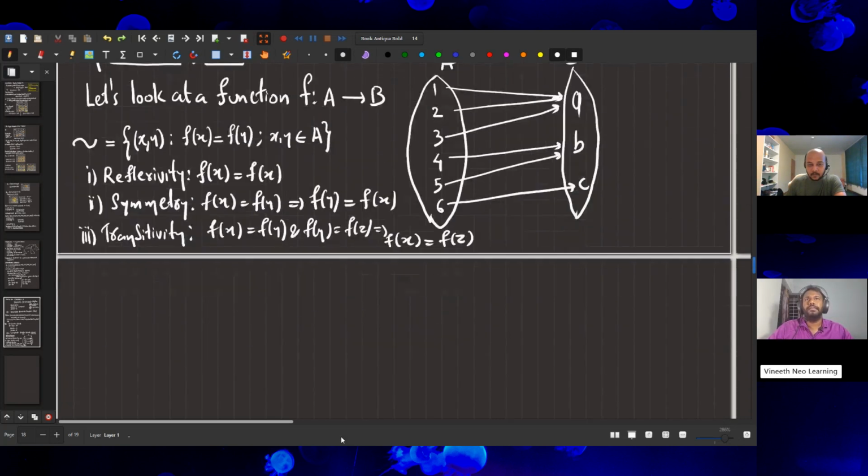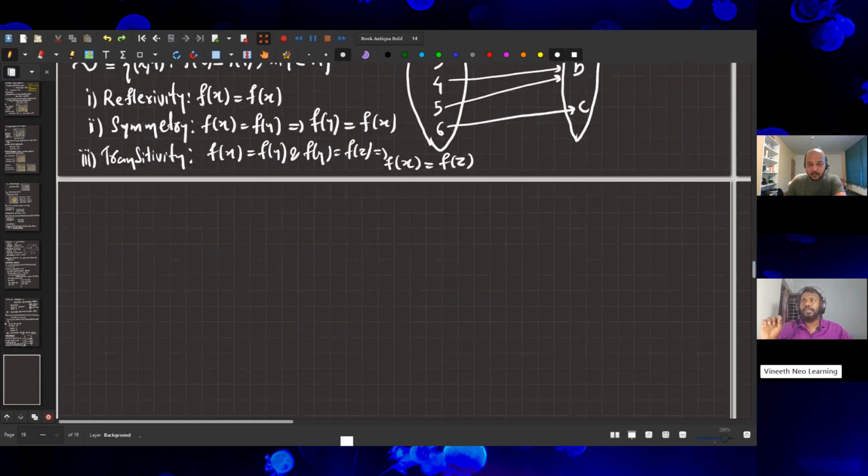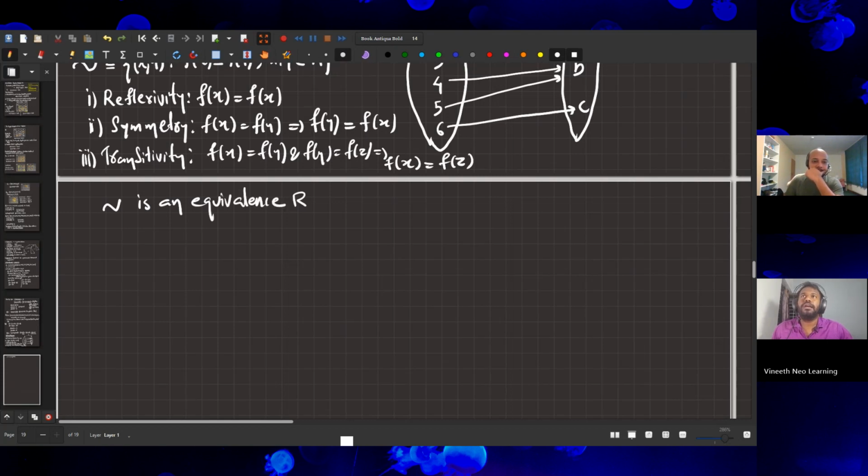So this relation, defined as two objects having the same image, is an equivalence relation. Okay, so find the equivalence classes of that equivalence relation. This is an equivalence relation, tilde. Now find the equivalence classes.